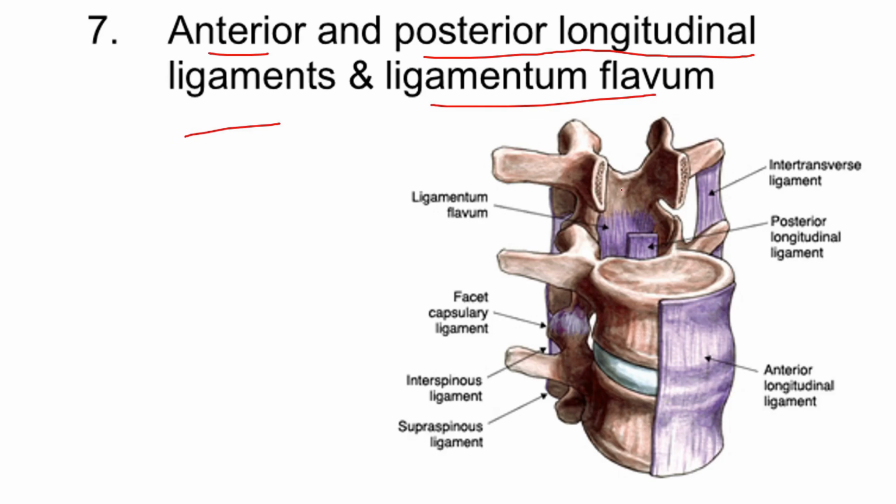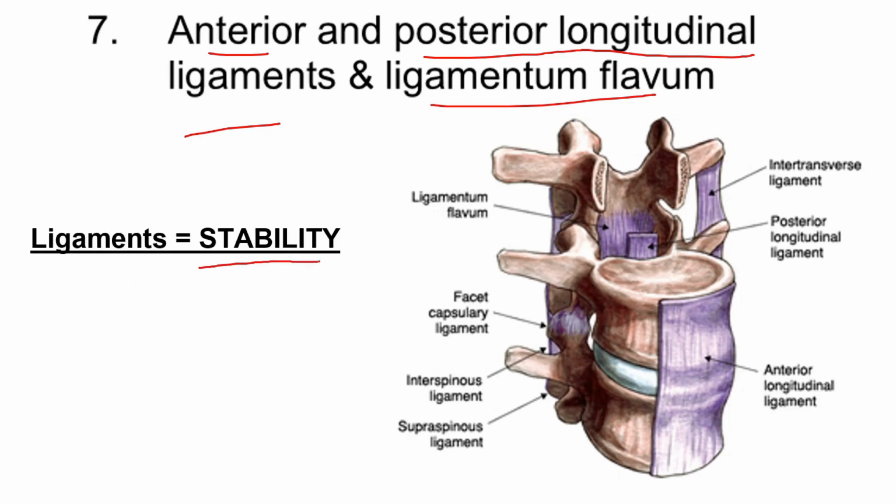But before we jump into how we would identify these ligaments grossly, I think it's useful to just think about why these ligaments might be useful. What's the point of having ligaments? Well, the answer is stability. To put it simply, ligaments keep things together. They hold things in place, particularly bones.